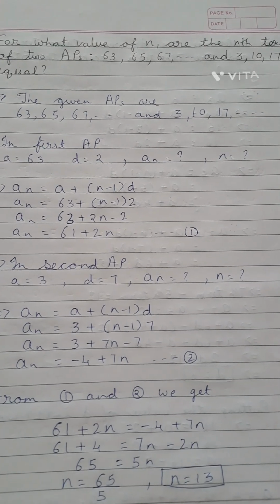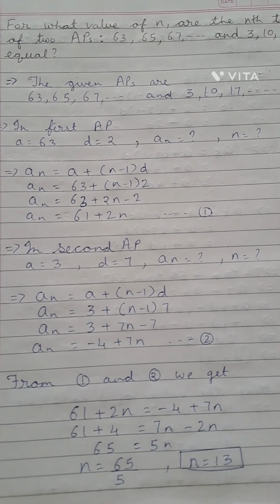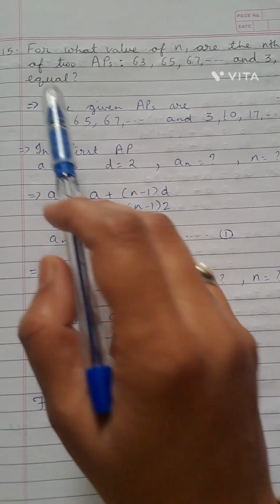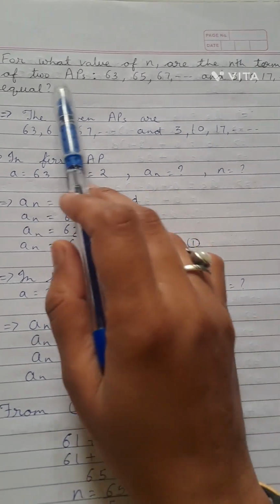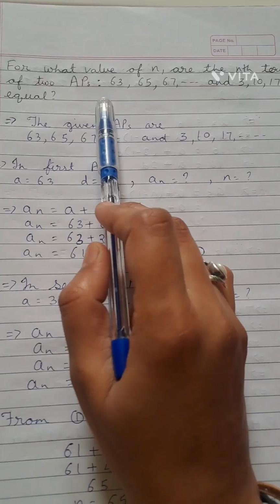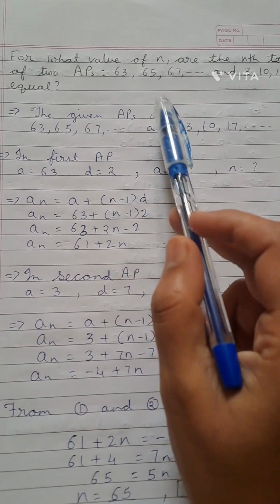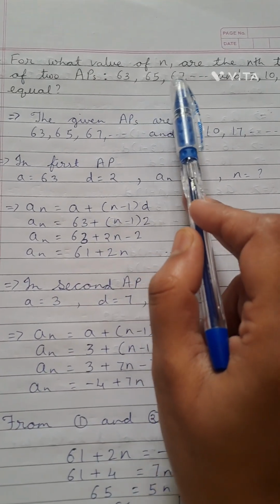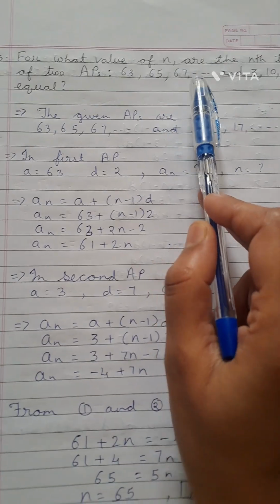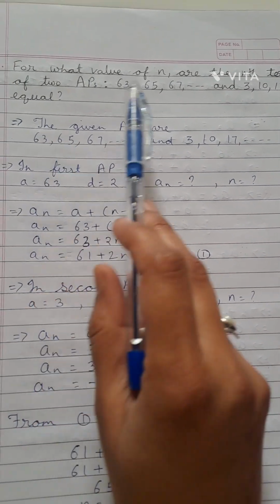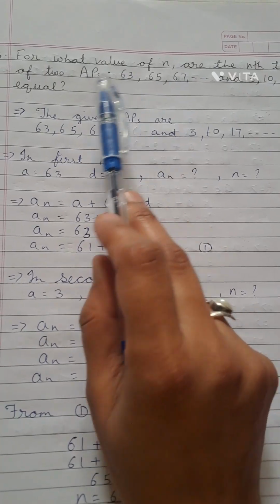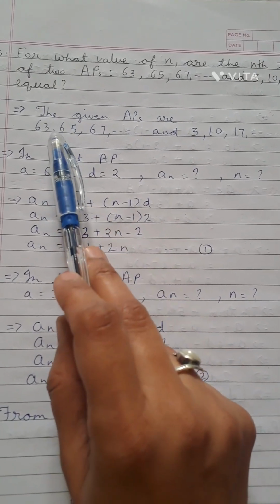Hello my lovely students, we are doing question number 15 of exercise 5.2. For what value of n are the nth terms of two APs equal? Here we are having two APs. The first one is 63, 65, 67. The second one is 3, 10, 17 and so on. But their nth term is equal.